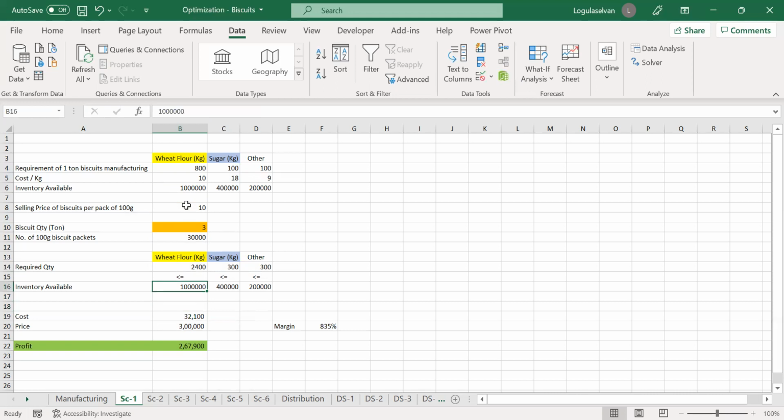Here we have only one constraint, which is the inventory. So that's what we have shown symbolically. Whatever you are manufacturing, whatever the final total biscuit ton, it completely depends on the inventory available. So that means the required quantity of each ingredient should be less than or equal to the inventory. So now we are going to solve this problem using optimization techniques.